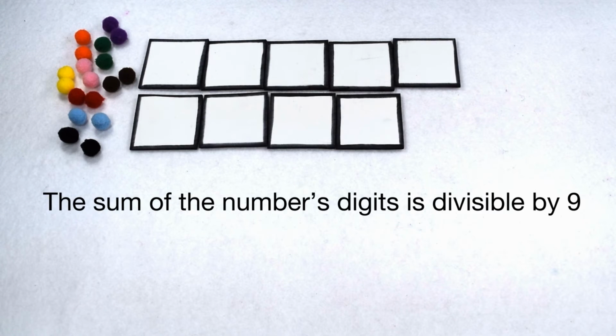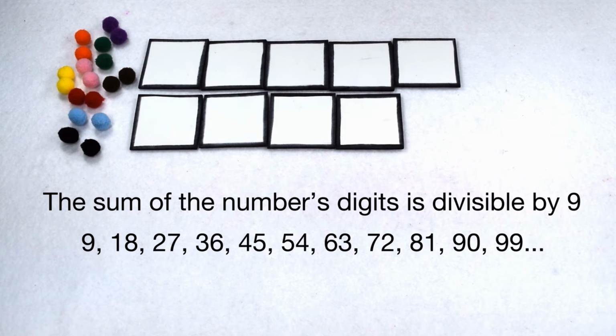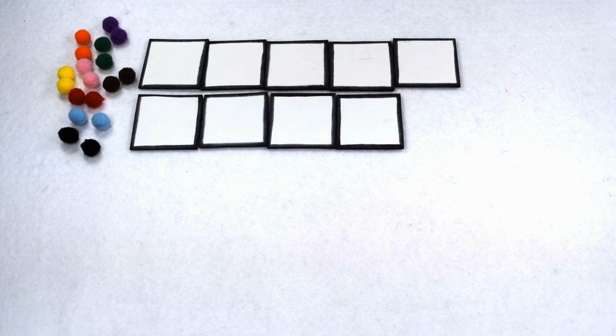Well, if a number is divisible by 9, then the sum of its digits is divisible by 9. Let's start with a list of multiples of 9 so we can compare. Multiples of 9 include 9, 18, 27, 36, 45, 54, 63, 72, 81, 90, 99, and so on. Let's start by testing out one of those values.